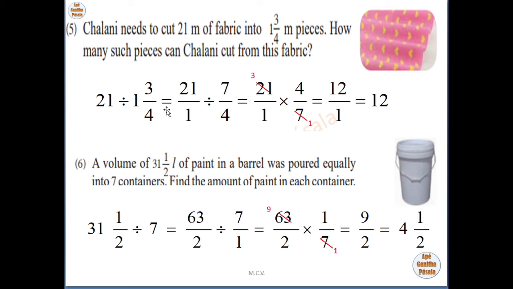21 means 21/1. 1 and 3/4: 4 into 1, 4. 4 plus 3, 7. 7/4. This is a division problem. Want to convert into a multiplication. Get the reciprocal of the right hand side. 7/4 becomes 4/7.